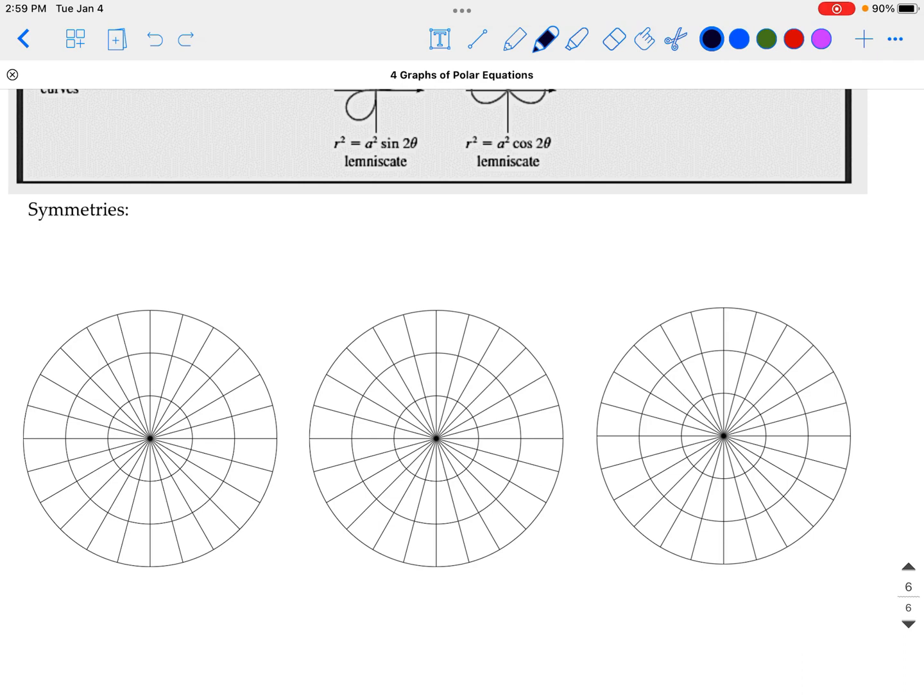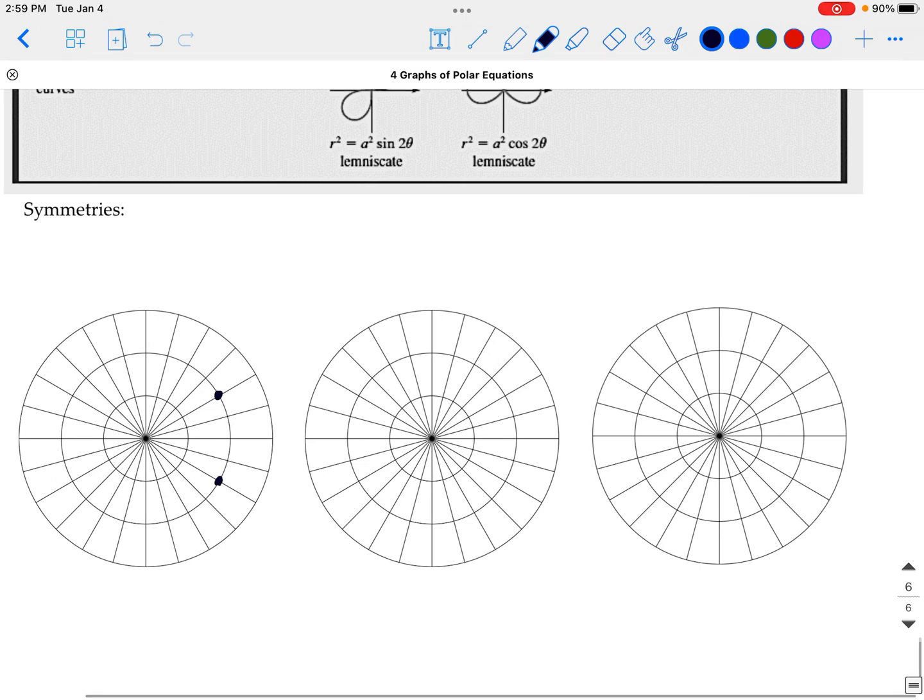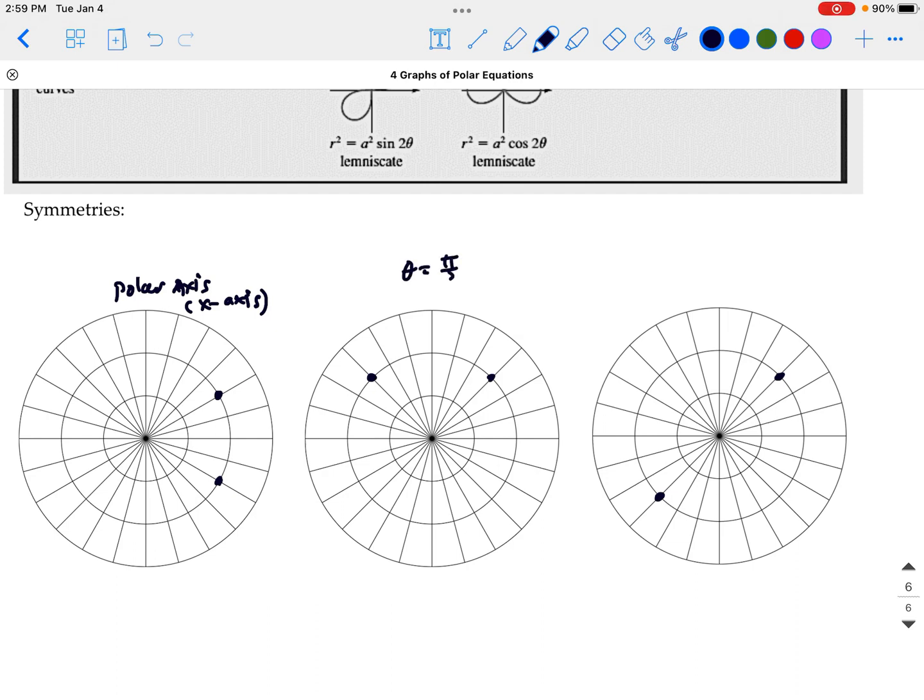So we're going to look at all of the different symmetries here. What we're going to do is start with the polar axis symmetry, theta equals pi over 2 symmetry, and then finally symmetry about the pole. These are going to be the three types of symmetry that we have. So this is going to be polar axis, which is like our x-axis, theta equals pi over 2, which is like our y-axis, and then symmetry about the pole, which is our origin symmetry.